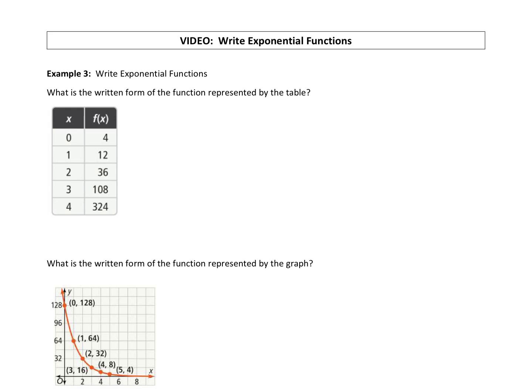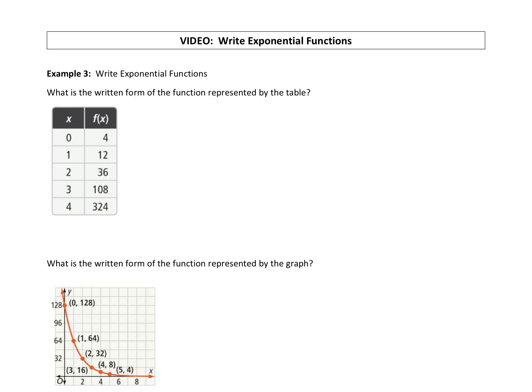Okay, so we're definitely getting the idea of what exponential functions are, what they look like, how they increase with that constant ratio. So let's just work on writing exponential functions. In example 3, we have a table of values. Here's our x's, here's our f of x, which are our y values. And the question is, what is the written form of the function represented by the table?